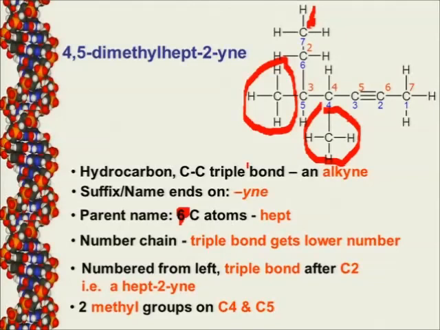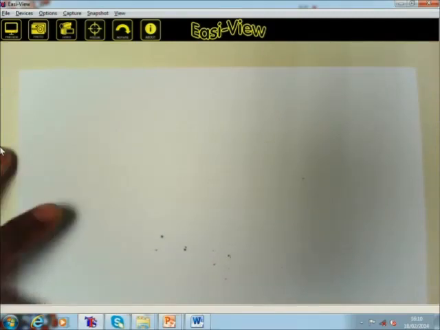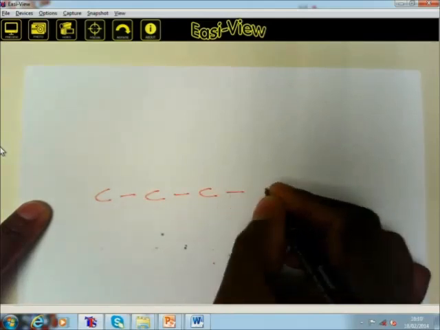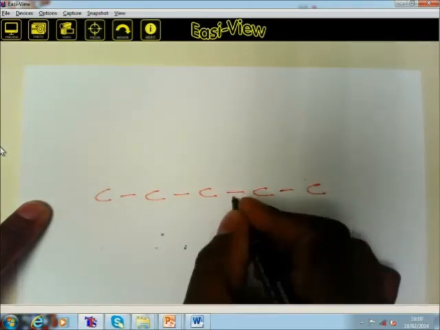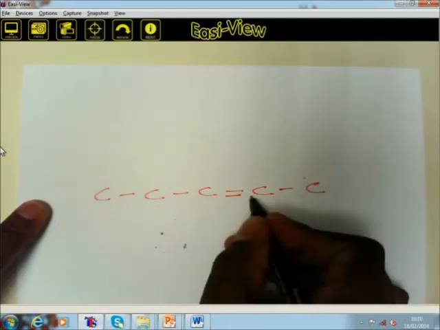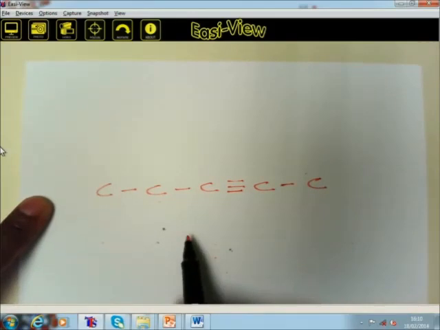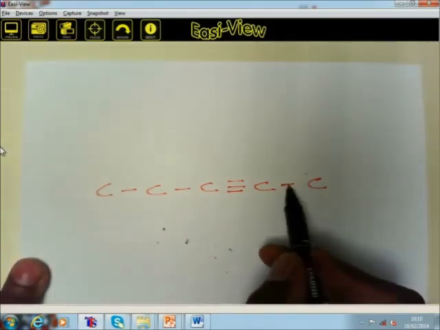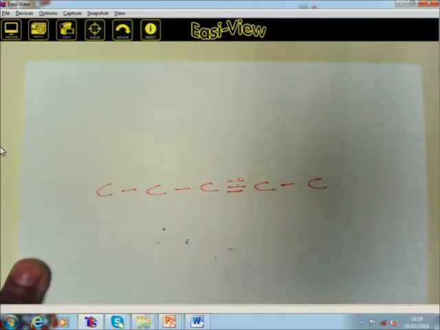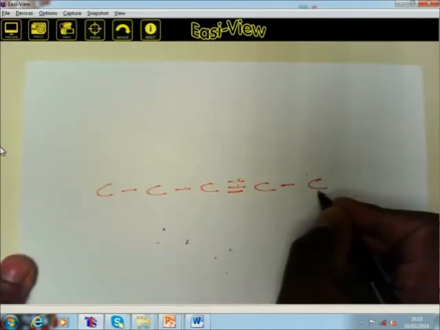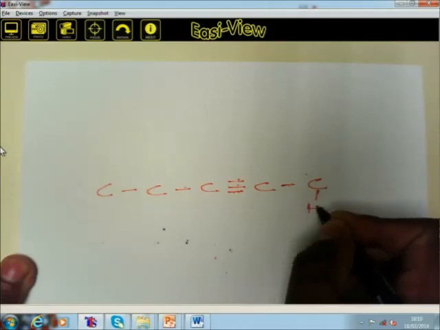Let us look at another example so that we try and get this name, the substituents and the position of the triple bond correct. Let's draw another one here: 1, 2, 3, 4, 5, where here we'll have a triple bond. So let's check and verify that each carbon has enough bonds. 1, 2, 3, 4, 1, 2, 3, 4. So it's correct.